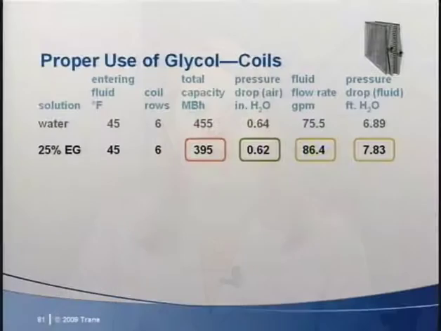Next, we ask ourselves, if we do have glycol in the coils, can we overcome the energy impact? Let's quantify that penalty. What happens to cooling coil performance? When we add ethylene glycol, cooling capacity drops 13% and pressure drop increases 14%. Both performance losses are caused by the lower specific heat and higher viscosity. Several options are available to recover lost capacity through coil selection and system design.